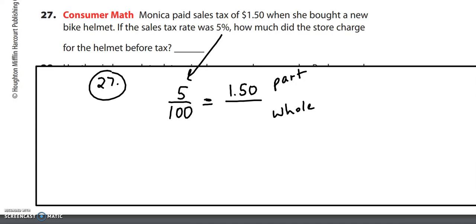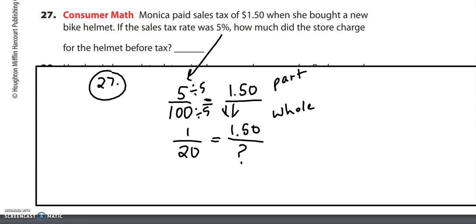Now, what do we do here? The way I think we should probably do this would be to simplify the 5 and 100. If we simplify 5 100ths by 5, you would get 5 divided by 5 is 1, and 100 divided by 5 is 20. And now I'm going to bring down the rest of my proportion here, and I'm going to set $1.50 over I don't know. And while these aren't whole numbers, this is still pretty reasonable math to figure out.